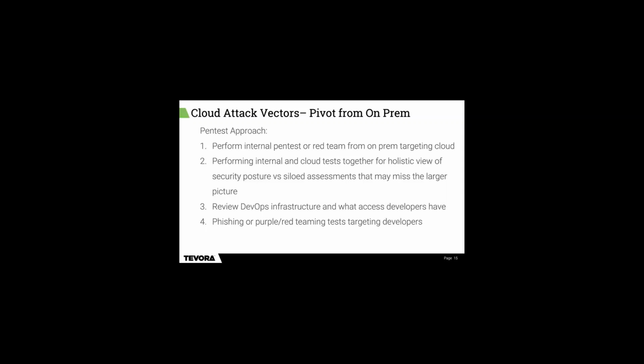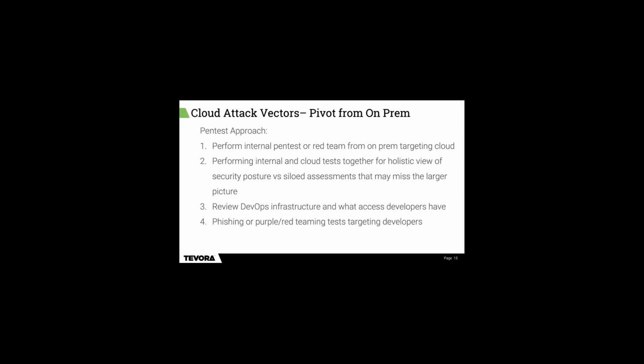So there's a few things that can be done to harden and test security controls in place. As I mentioned, performing the internal pen test or red team from the on-prem environment with the goal of targeting the cloud environment. Sometimes a client will want their cloud environment tested and tell us on-prem is out of scope. That has its place, either for compliance reasons or because you really are only interested in the security posture of the cloud environment.